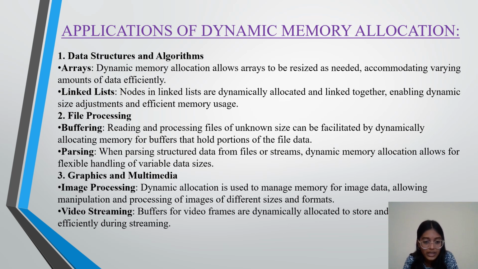And in graphics and multimedia, image processing and video streaming, dynamic allocation is used to manage memory for image data, allowing manipulation and processing of different sizes and formats. And in video streaming, buffers for video frames are dynamically allocated to store and use efficiently during streaming.